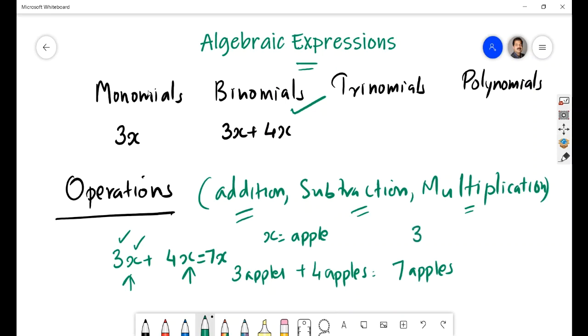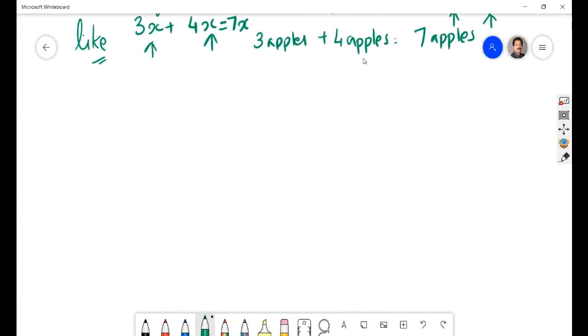The concept is that if it is 3x plus 4y, x can be apples, but y is not apples. It can be mango. We cannot simply add mangoes with apples. So keep this in mind. If they are like terms, you know the concept of like terms from the last video, then we can simply add them. Understood? That is the concept of addition, and the same concept we can apply in the case of subtraction also. By subtracting also, we will apply the same principle. What is the principle? We can simply subtract like terms.